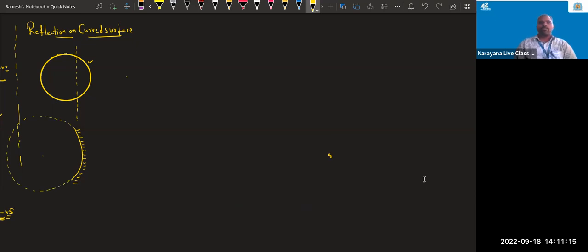The center of the sphere is called what here? What are you eating? What is that? Minta. Very good, very good. Correct one. What is the center of the sphere called? Center of curvature.